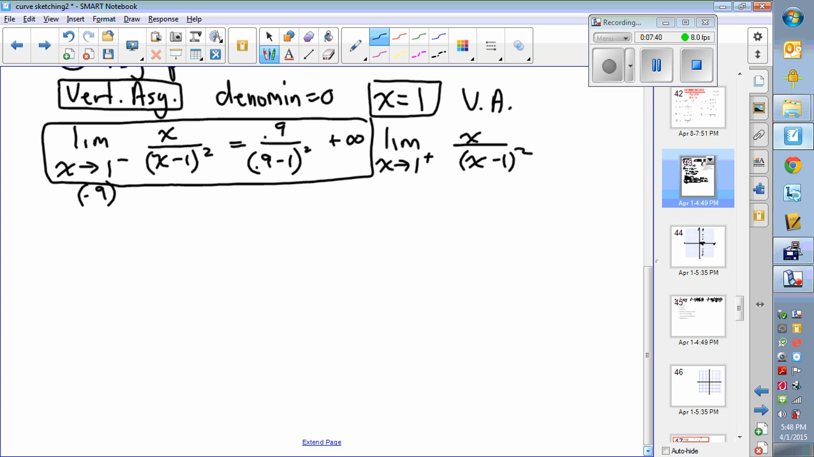And then when you plug in a number on the other side of 1, like 1.1, just slightly bigger, on the numerator, you get 1.1. On the denominator, you get a positive, because you get a 0.1, which you're going to square, and that number also gets pretty big. You end up with a positive infinity. It's a positive number. So this limit is also positive infinity.